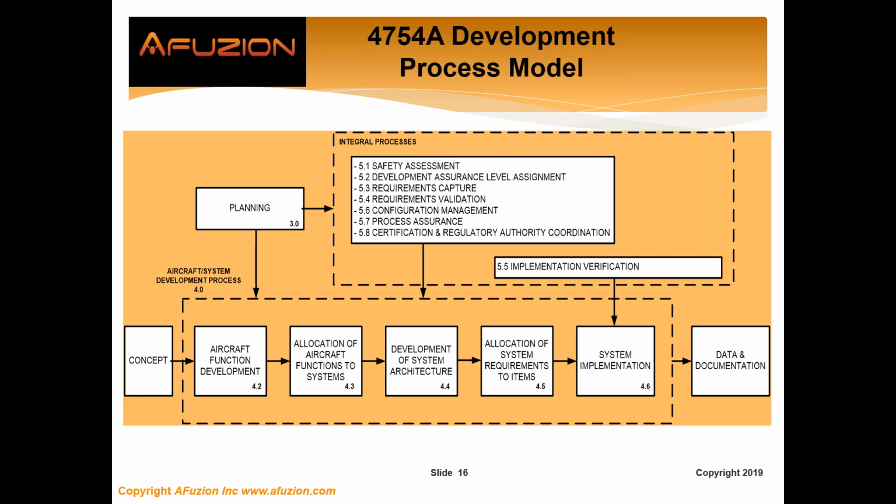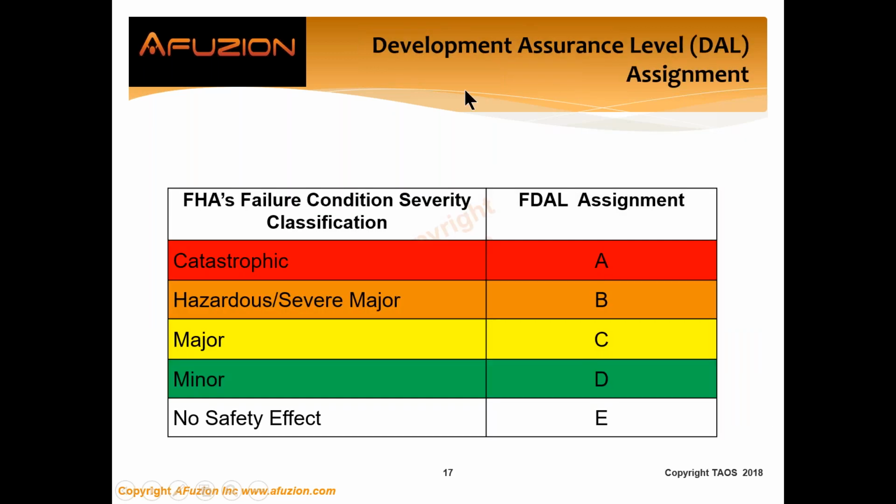Then certification. But then we have a concept at the bottom, far left of the aircraft. We have the aircraft function development. We allocate aircraft functions to systems, and we develop a system architecture. We then allocate those system requirements to individual devices, items, software, hardware, and implement, validate, and verify. That's our 4754A development process model.